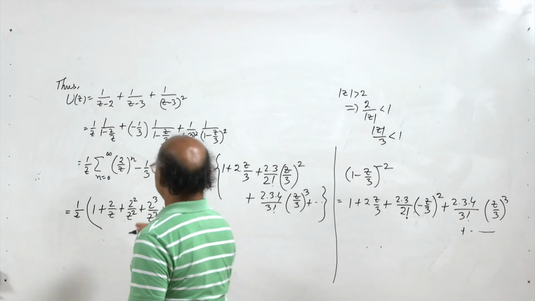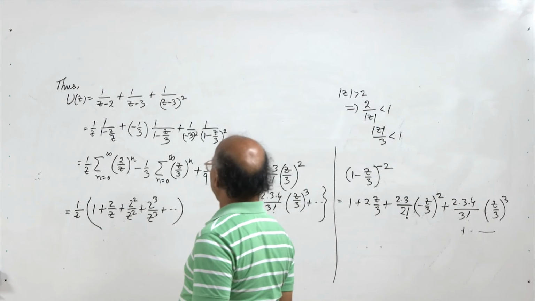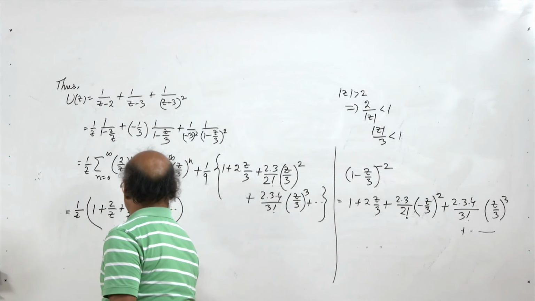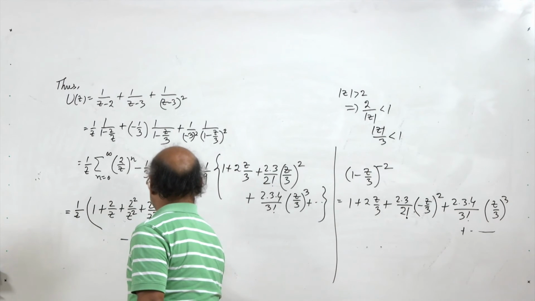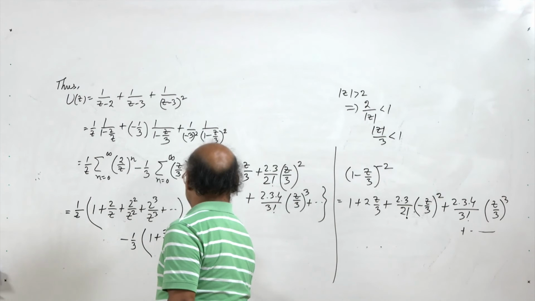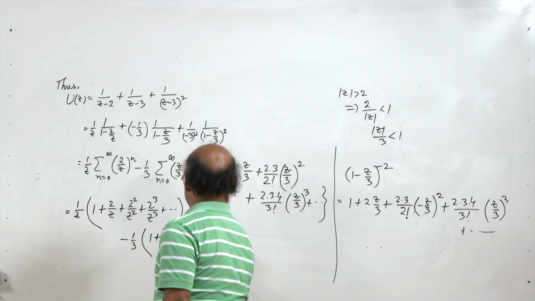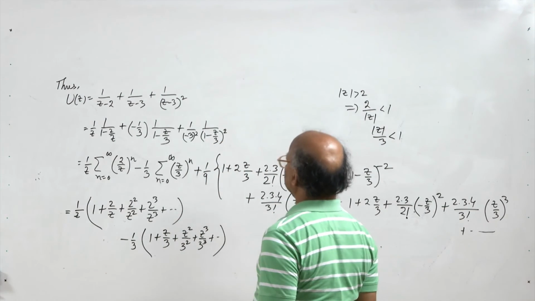And so, these terms give us negative powers of z, while these two series are in the positive powers of z. So, minus 1 by 3, and then here we have 1 plus z by 3 plus z square by 3 square, z cube by 3 cube and so on. This is the series in the second term.